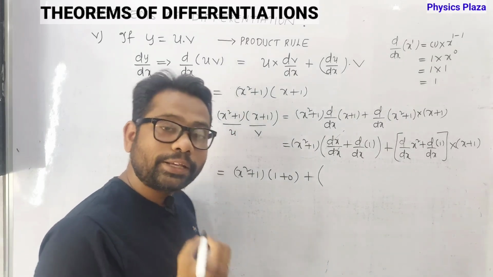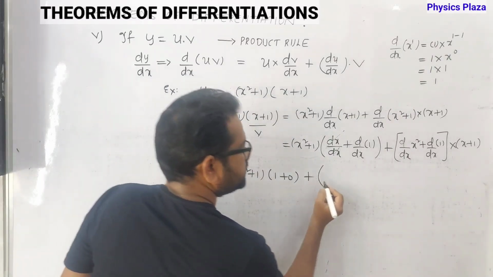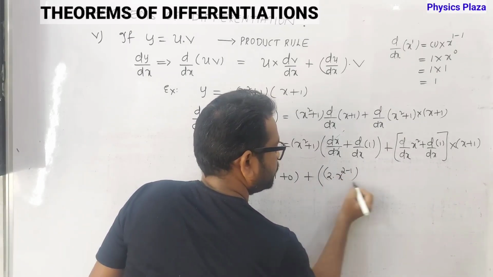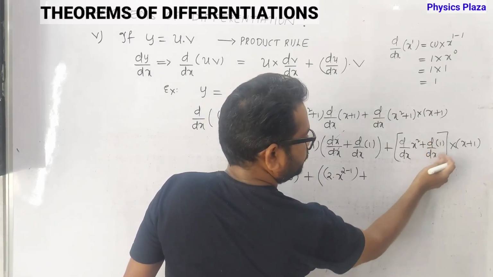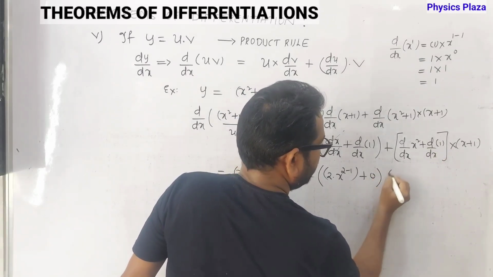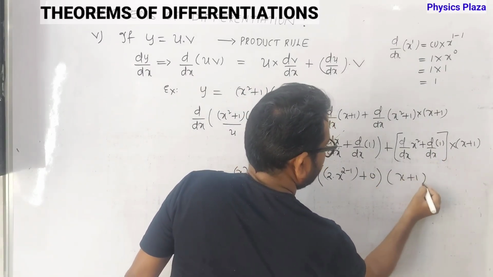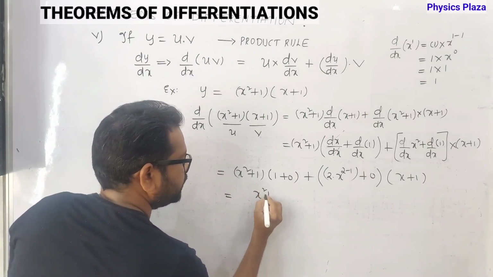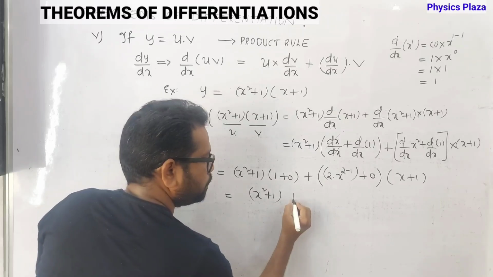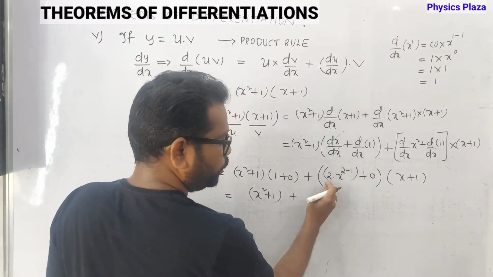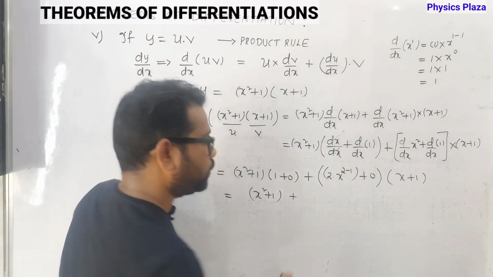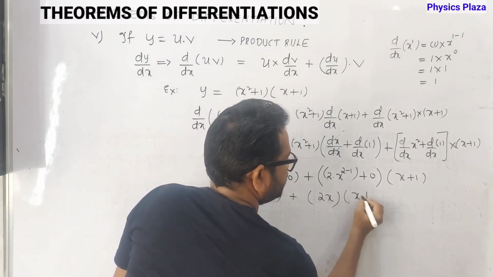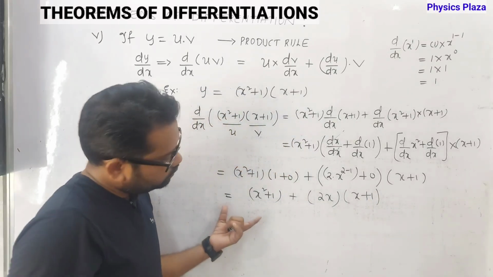Let us apply the d by dx of x power n formula, that is its power into x power 2 minus 1, plus again d by dx of 1 is 0, into, as usual, the second function. Let us simplify this, children. This is going to be x square plus 1, plus 2 into x power 2 minus 1, that is 1 only. This is going to be 2x, into x plus 1. So actually till here we got the answer.